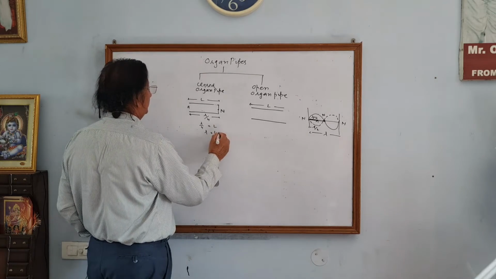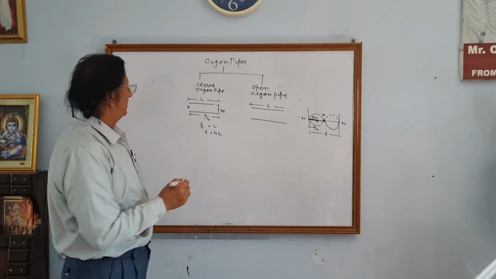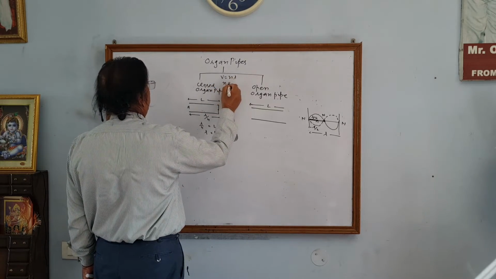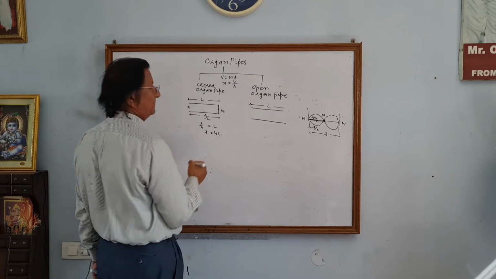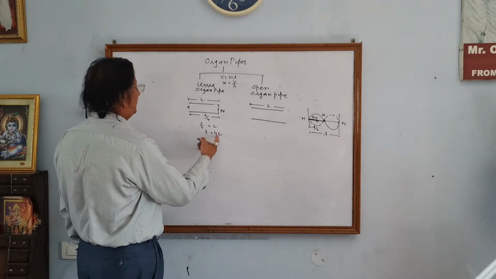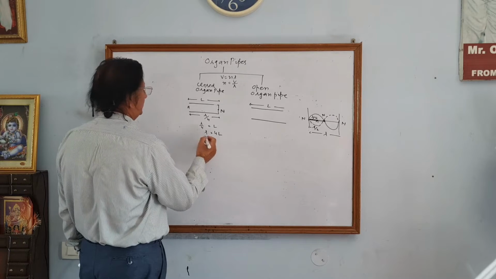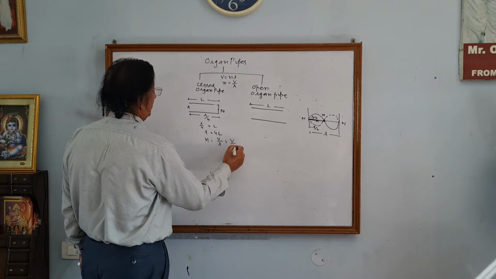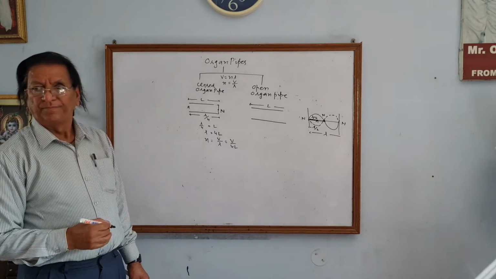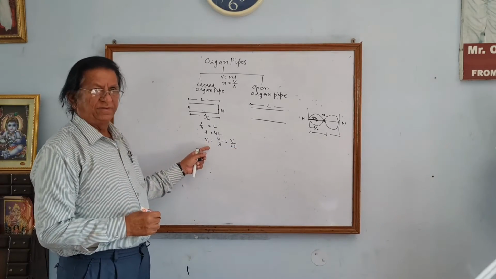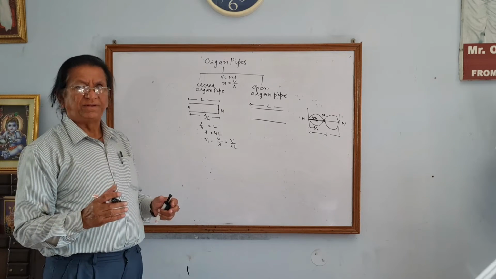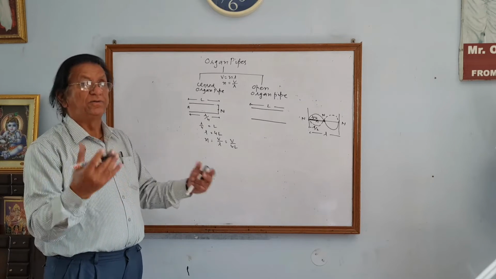Lambda is 4L. You know this relation, v is equal to n lambda. Frequency will be v by lambda. Here lambda is 4L, so the fundamental frequency, the first frequency, is v by lambda, that means v by 4L. This is the fundamental frequency, the least frequency, the minimum frequency which can be generated in a closed organ pipe.